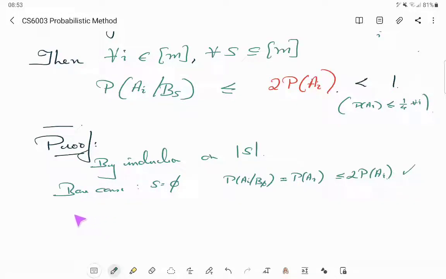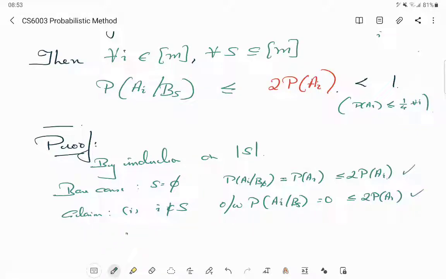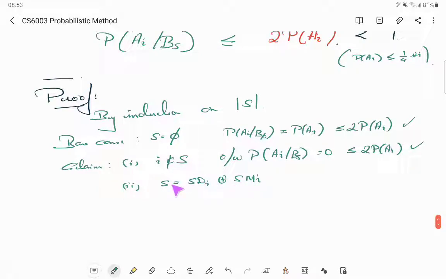And then we claim, what are these small corner case claims that we made? We said that I is not in S, because otherwise P of AI given BS is equal to 0, which is less than the 2 P of AI that we want. And then we divided S into SDI, disjoint union SMI. I was not part of S, hence this was a proper partition, and we claimed that SDI is non-empty.